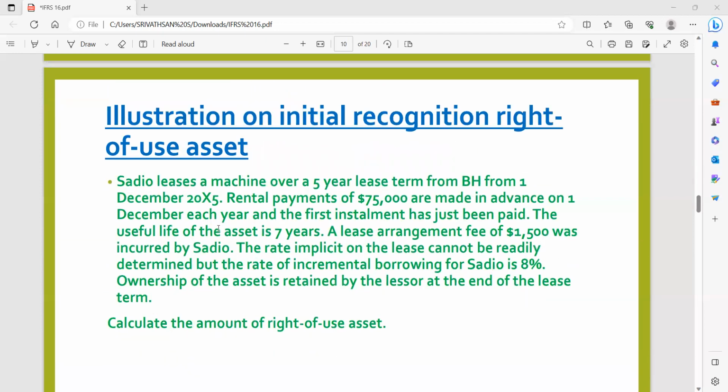So let's look at this illustration. Sadio leases a machine over a 5-year lease term from BH from 1st December 2015. So Sadio is the lessee and BH is the lessor. Rent payments of 75,000 are made in advance on 1st December each year, and the first installment has just been paid. This is very important. See here, the first installment has just been paid. So the first 75,000 has been paid today itself, that is, on 1st December 2015 itself.